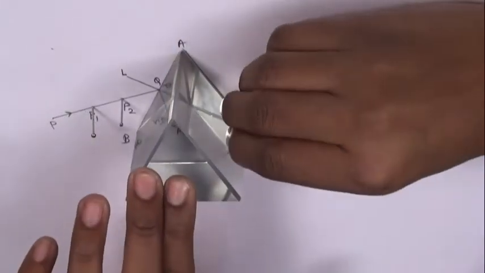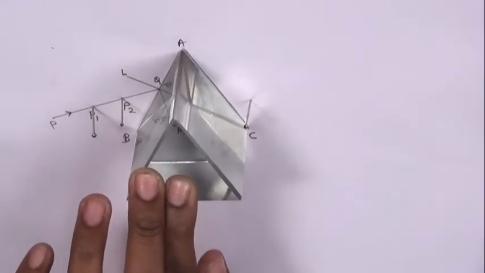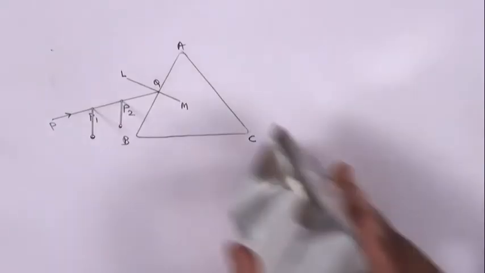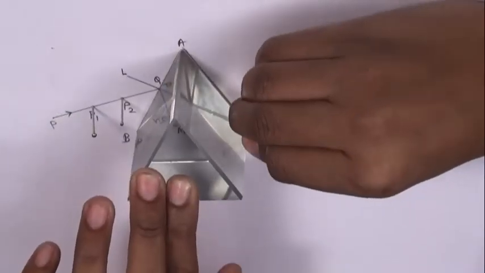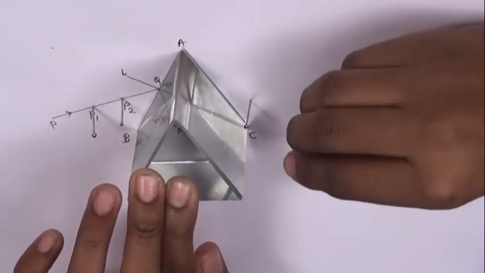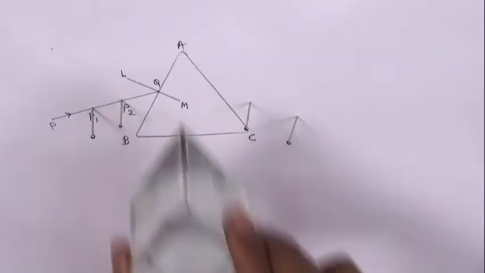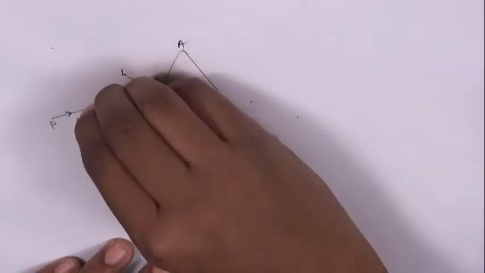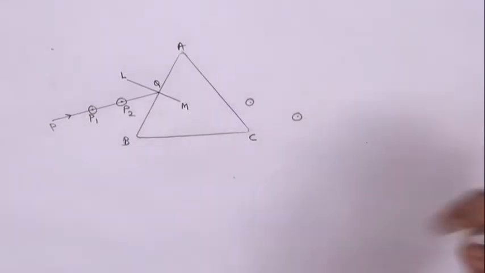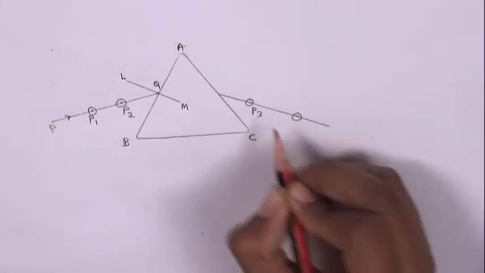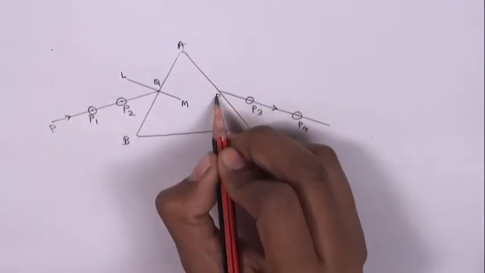Then after placing the pins, place the prism corresponding to that outline. Then, observing through the other side of the prism, which is near to the base of the prism, we have to place another 2 pins in a way that all the 4 pins lie in the same line. While observing through the other side, we can see that all the 4 pins lie in the same line. In such a way, we place another 2 pins on the other side.